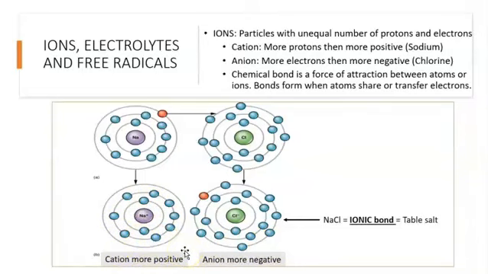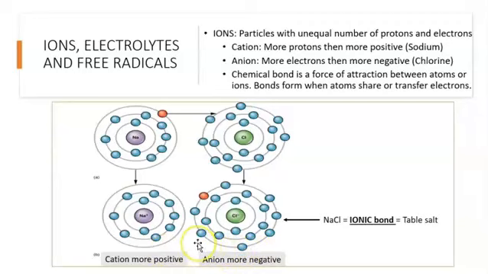When you become more positive, you're going to be called a cation. And if you become more negative, you're called an anion, as you can see right here. So we have a cation if it has more positives, and it's going to be an anion if it has more negatives, in this case, the chlorine.